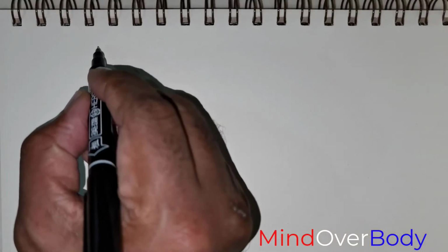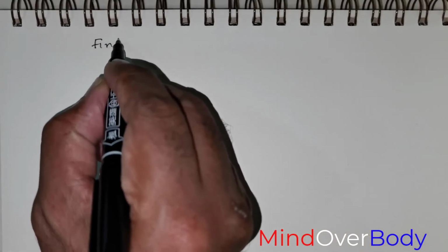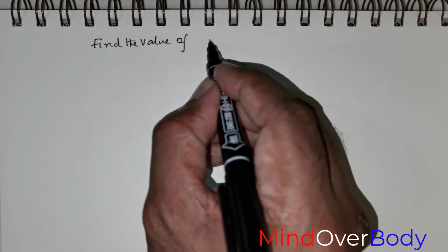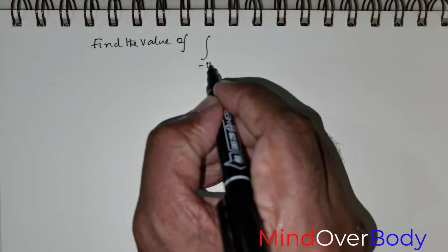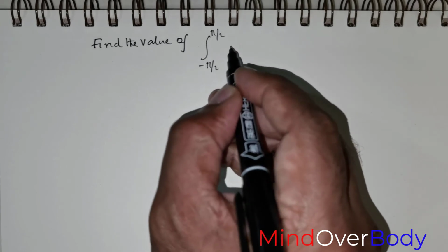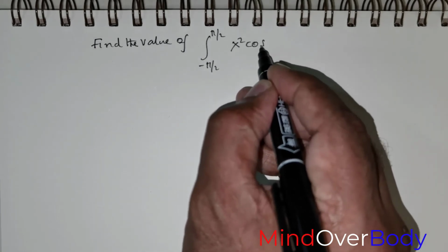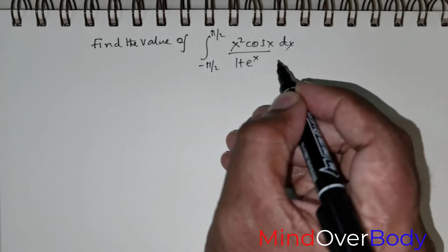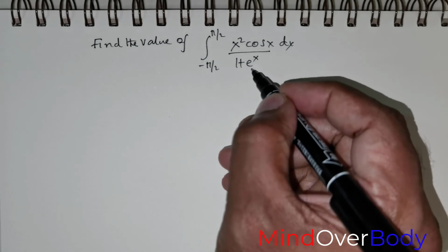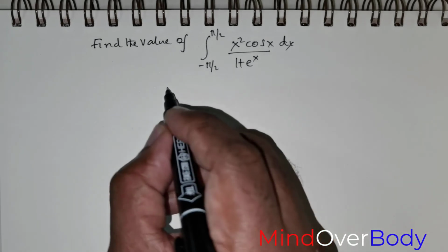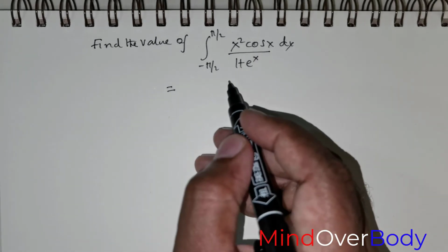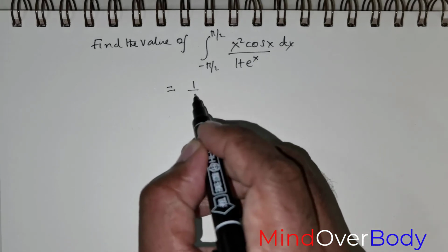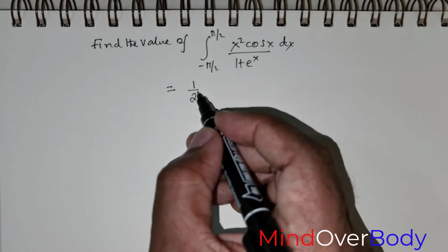Students, we are expected to find the value of integral negative pi over 2 to positive pi over 2 x squared times cos x dx over 1 positive e raised to the power of x. Now 1 positive e raised to the power of x can be removed, and getting rid of that would result in the integral being multiplied with 1 over 2.